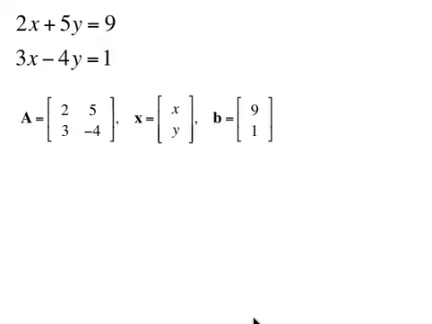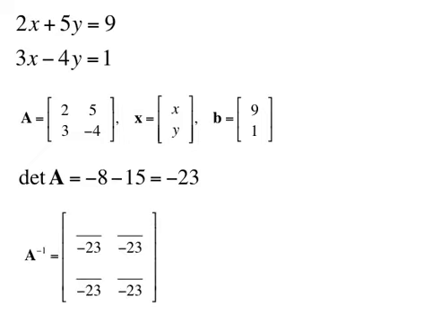So there's our A, X, and B. We want to find A inverse, we need the determinant. How do we get the determinant? 2 times negative 4, negative 8. 3 times 5 is 15. Negative 8 minus 15, negative 23. And for our inverse matrix, that will be the denominator for all 4 slots.